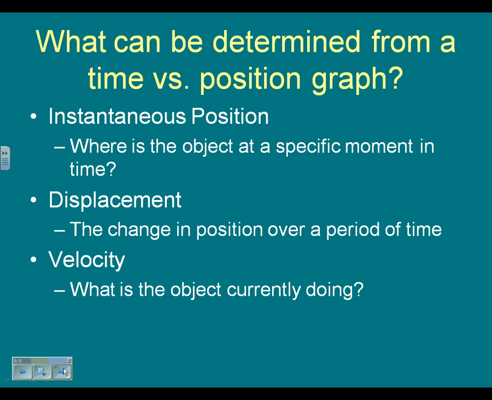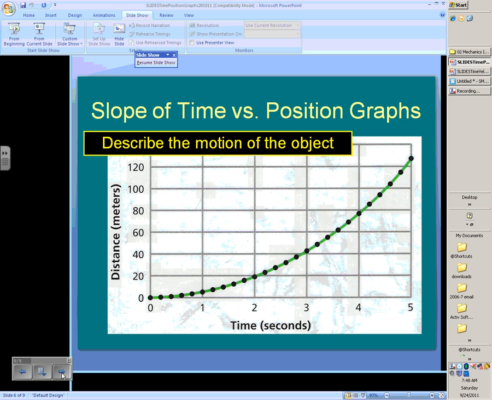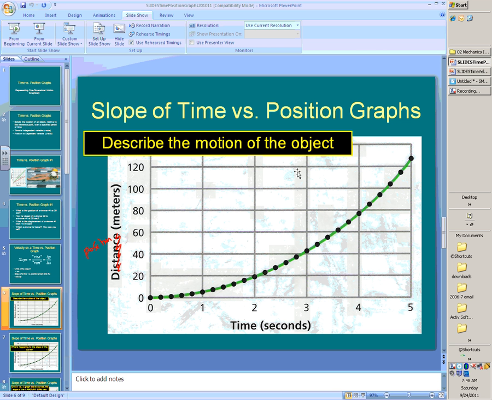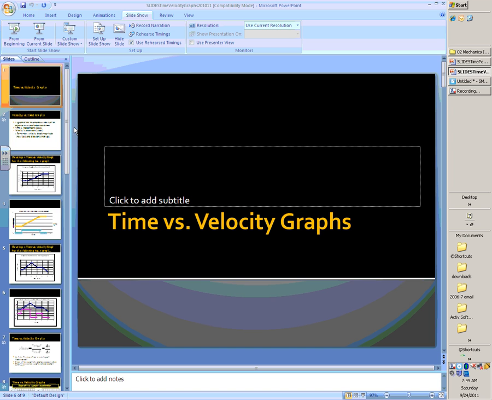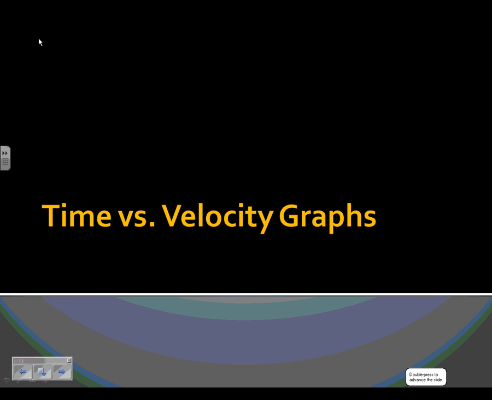All right, that brings us to the end of our first motion graph, time versus position. But in order to accurately describe an object, we have to answer 3 questions. Where it is, the answer to that question being position, but then also what's it doing right now? And that takes us to time versus velocity graphs. First, definition.